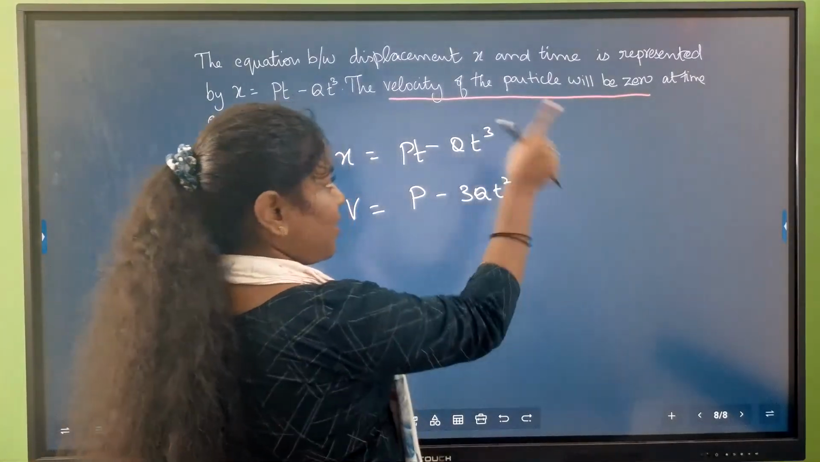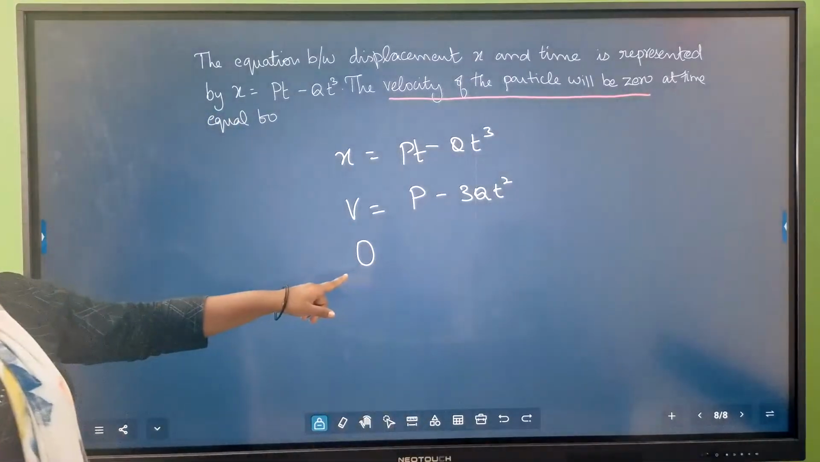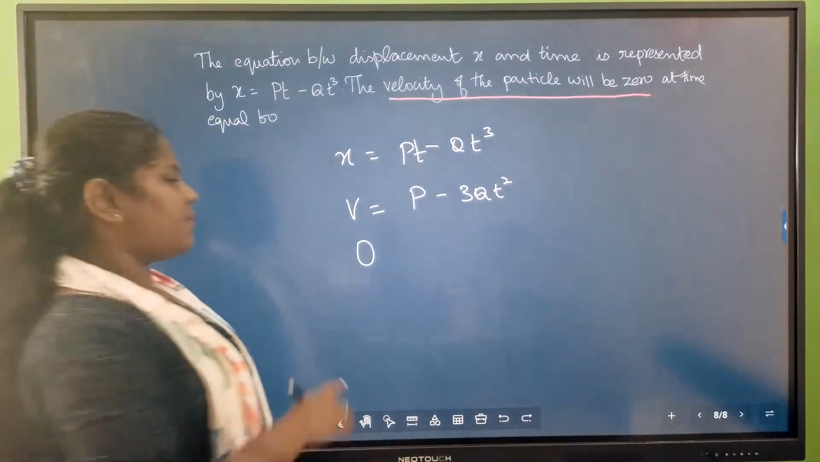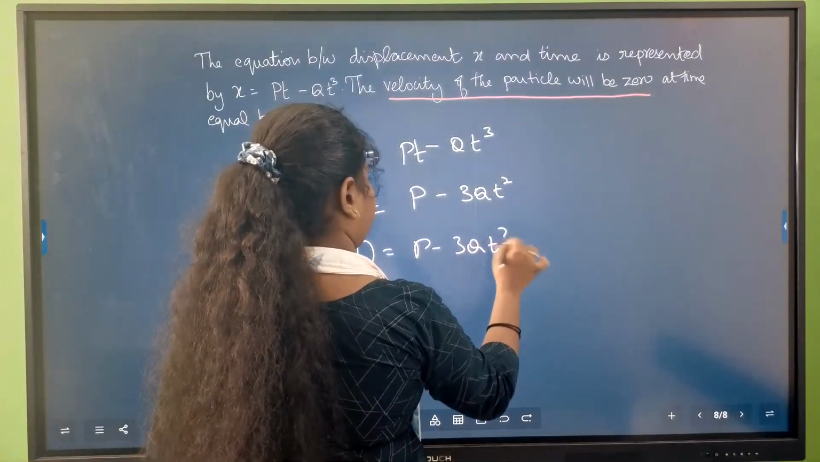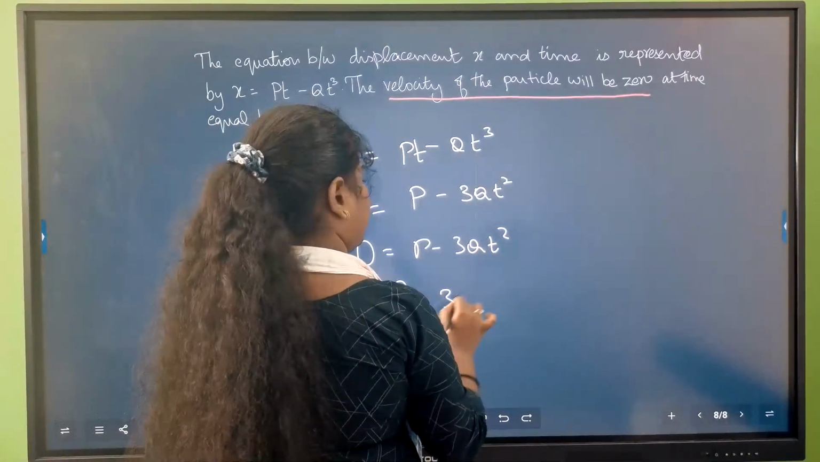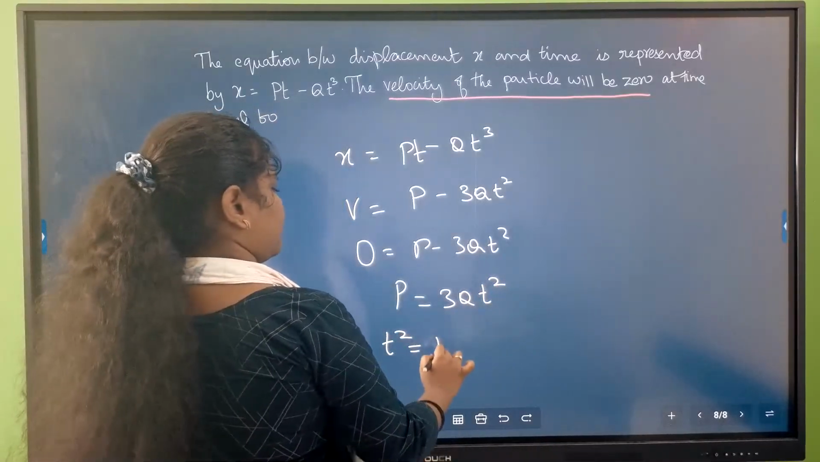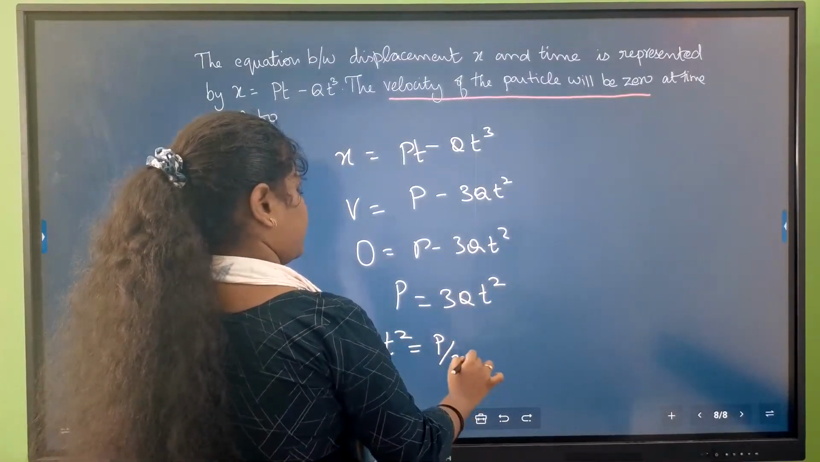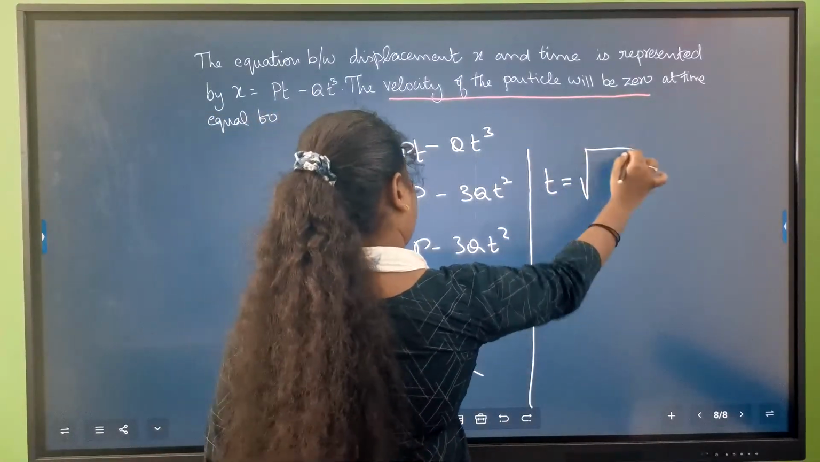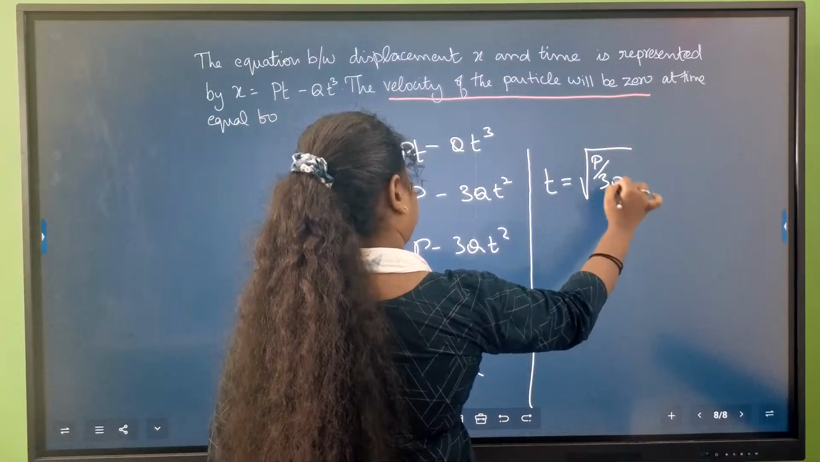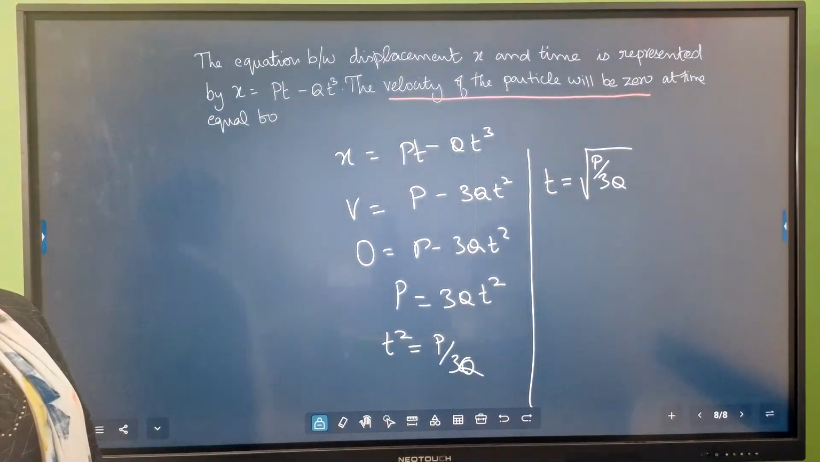What are they saying? Velocity of the particle will be 0. So v is 0, and I have substituted 0 for v. p minus 3qt square equals 0. So your p will be equal to 3q t square, and your t square will be equal to p by 3q. Okay? And your t will be equal to root of p by 3q. Is it correct? Yes.